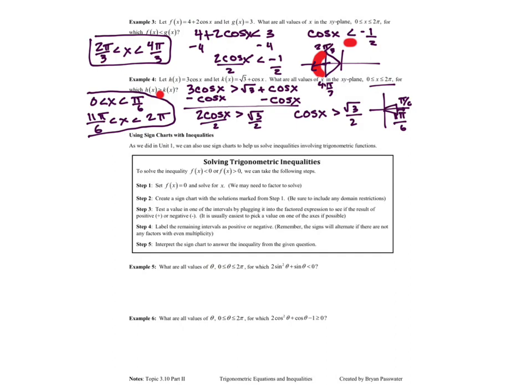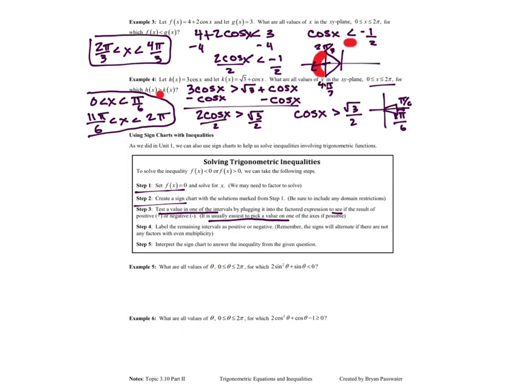To the next. Okay, so out of this information, how to solve trigonometric inequalities. I really liked step 1. Set f of x equal to 0, solve for x. That tells me what numbers to put on my sign chart. I didn't so much like the rest of them. Number 2 says create a sign chart. I got that. Number 3 says test a value in one of the intervals by plugging it back into the factored expression. I liked that. Then it says it's usually easiest to pick a value on one of the axes if possible.